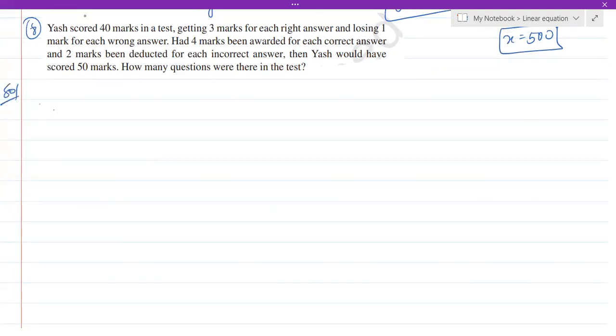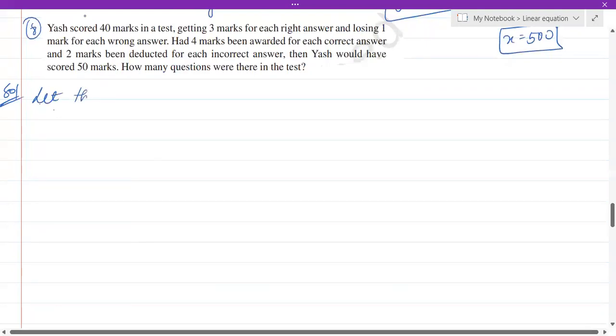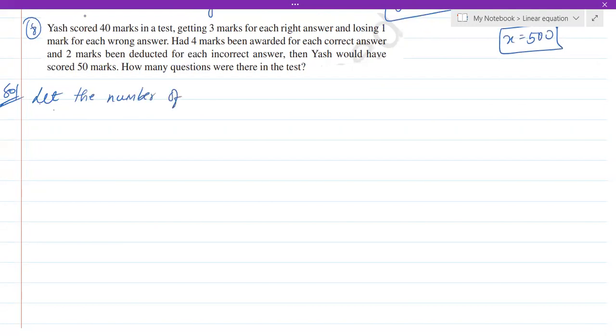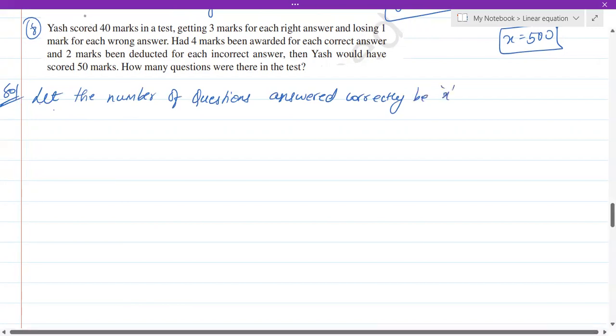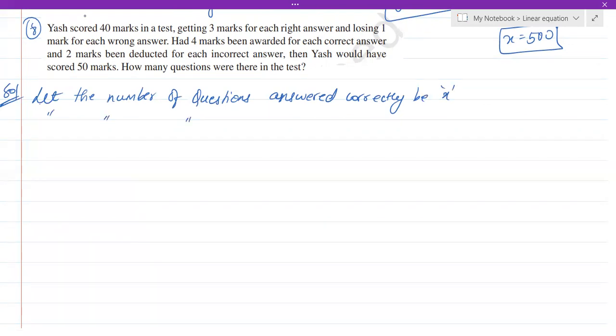Now, let the number of questions answered correctly be X. We don't know how many questions he has answered correctly, so let's say it is X. Similarly, let the number of questions answered incorrectly, that is wrong, be Y. It is very clearly given that Yash scored 40 marks in a test, getting 3 marks for each right answer and losing 1 mark for each wrong answer.